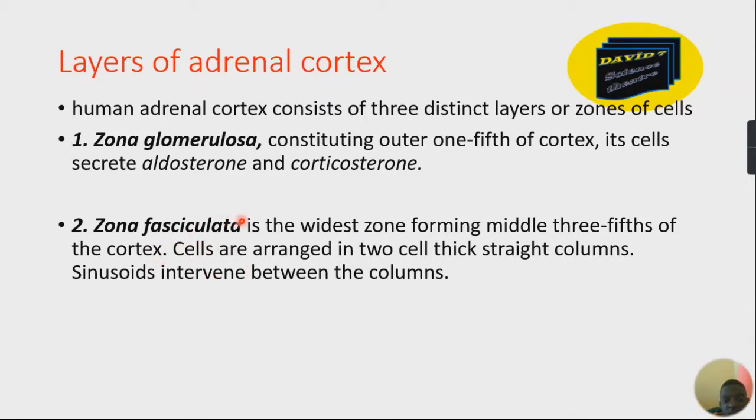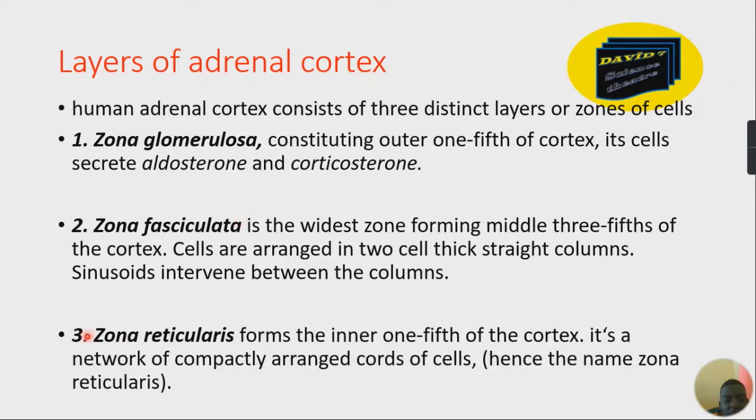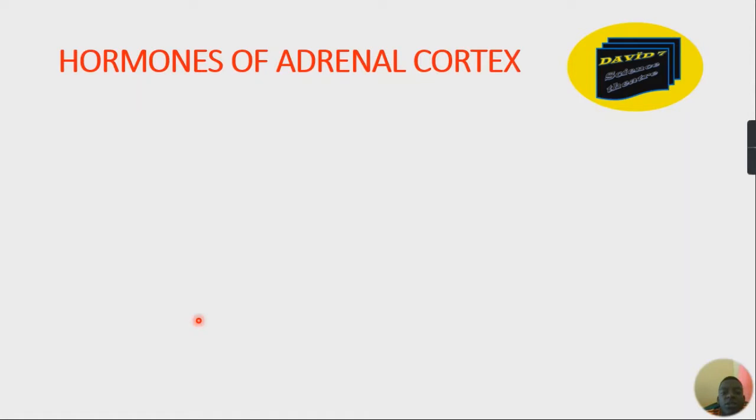For example, cortisol. Then the innermost layer is the zona reticularis, which forms the inner 1/5 of the cortex. It's a network of compactly arranged cells. So you can see here we had sinusoids and straight columns, and these are the arranged cells. That's the origin of the name zona reticularis. The cells here secrete hormones called androgens, for example DHEA, dehydroepiandrosterone. Let's talk about those hormones.